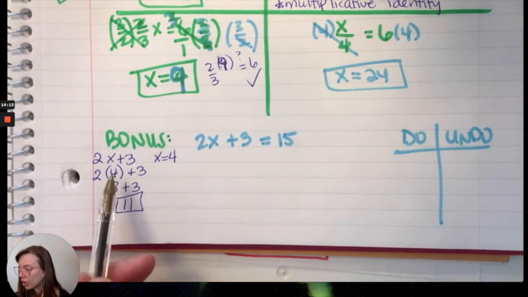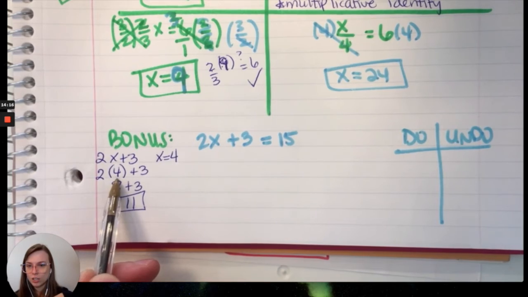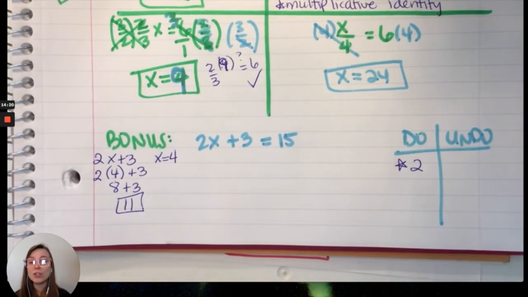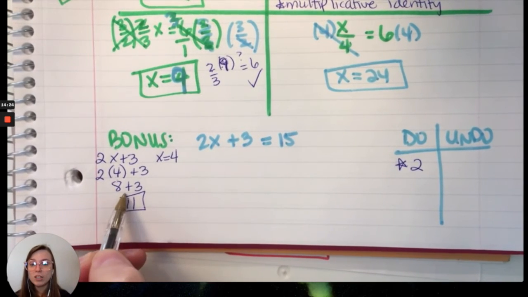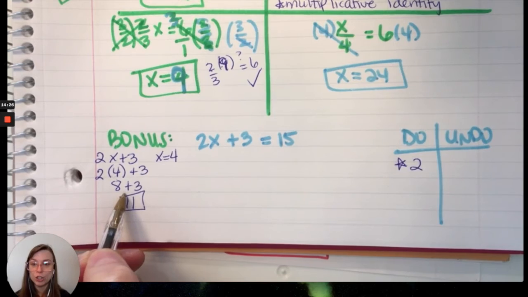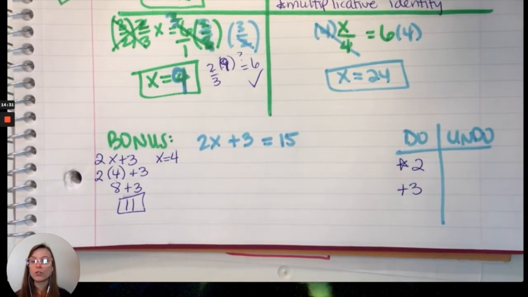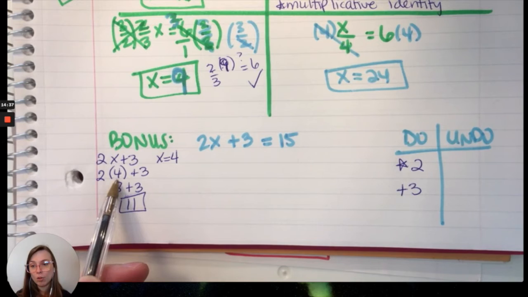What did we do first to this 4? When I substituted it in, what did I do first? I multiplied it by 2. So that's my first do, is I would have multiplied it by 2. After I multiplied it by 2, what's my second do? I'm going to add it to 3. So that my do list is just a list of everything I'm doing in the order, if I substituted a variable in the order I would have done it in.